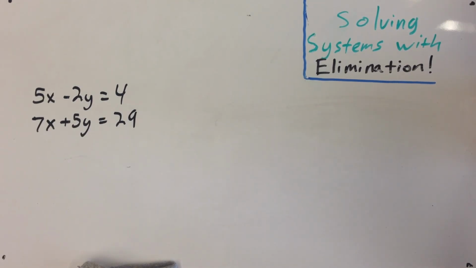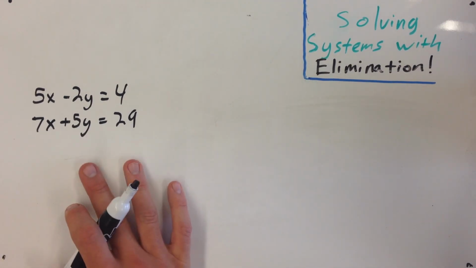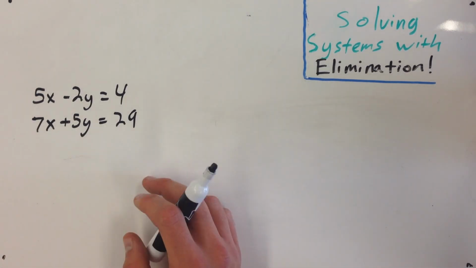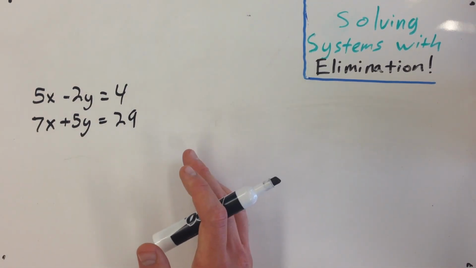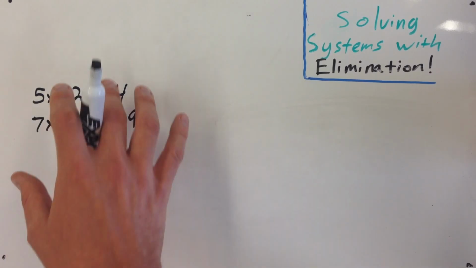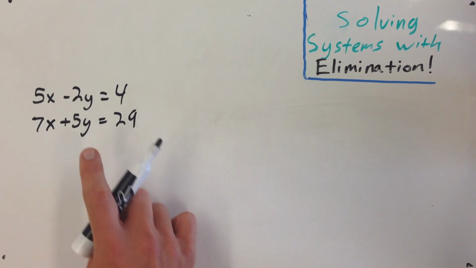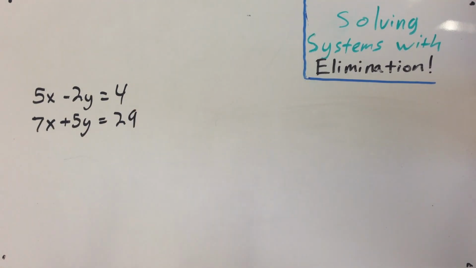This is the top level of an elimination problem, probably the most difficult you'll see in this course. In this one, notice what's different. In the very first example, we didn't have to change either of these equations. We could just add them straight up and something would eliminate. In the last example, all we had to do is multiply one equation and something would eliminate. But let's take a look at this one.